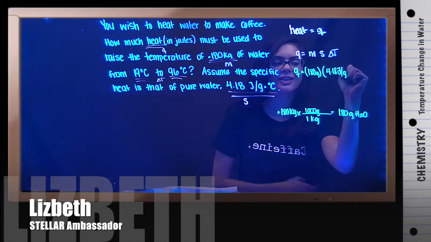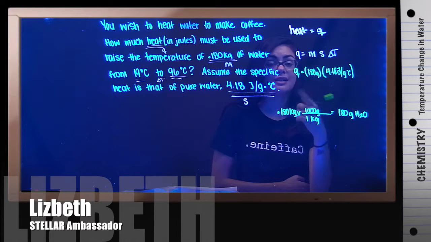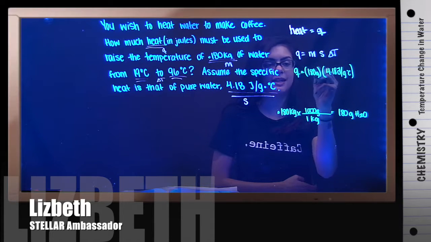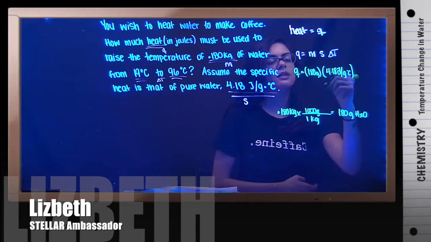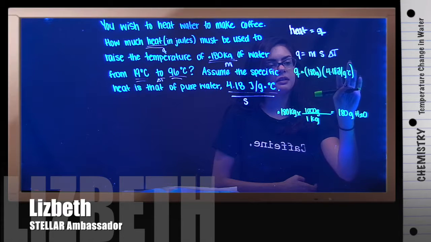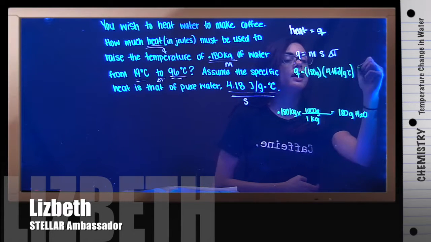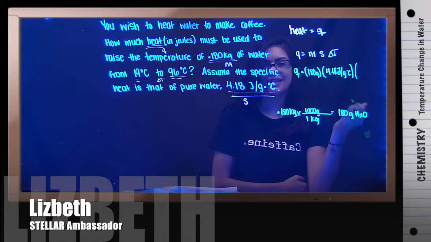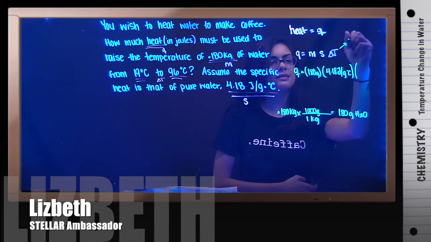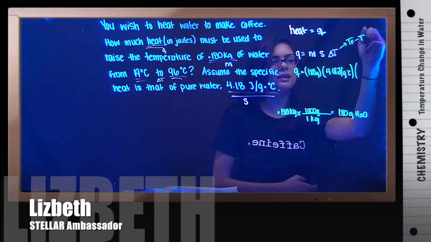Joules over grams degrees Celsius. If you notice, that's why this has to be in grams, because I need my grams to cancel eventually, so I'm just left with joules later. All right. And then we have delta T. So what exactly is delta T? Delta T is T final minus T initial.